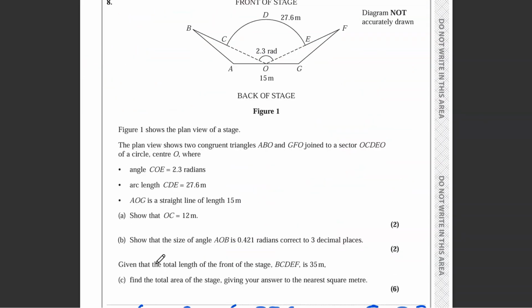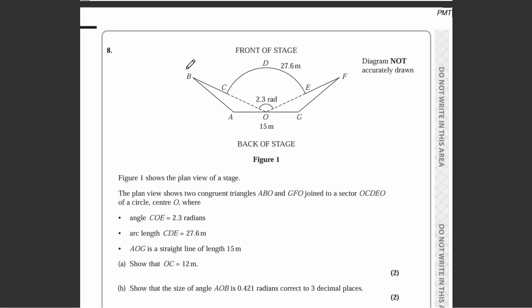Okay, and then for part C, we're told that the total length at the front of the stage, which is B, C, D, E, F, is 35 meters. We need to use this information to find the total area of the stage, giving your answer to the nearest square meter. This is worth 6 marks. Essentially, this question is just asking us to find the area of this entire shape here.